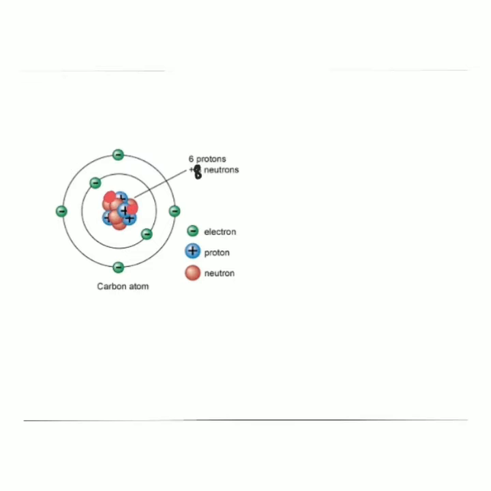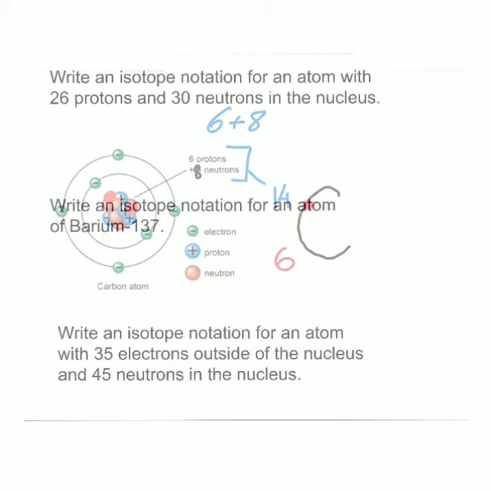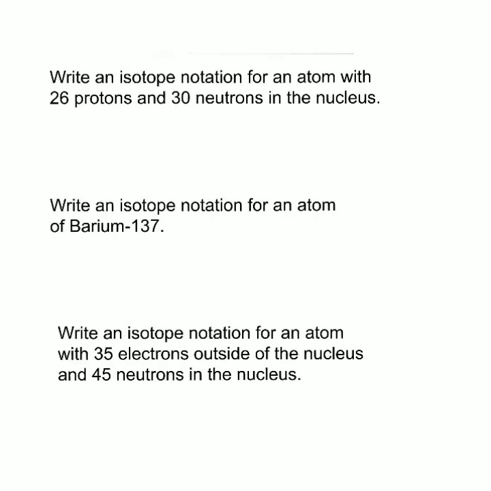And here is carbon with 8 neutrons in the nucleus. So symbol of carbon, atomic number 6, and mass number 6 plus 8, 14. Write an isotope notation for an atom with 26 protons and 30 neutrons. Element 26 on the periodic table is iron, symbol Fe. Number of protons, aka atomic number, at the bottom, 26. Mass number, the sum of protons and neutrons, at the top.